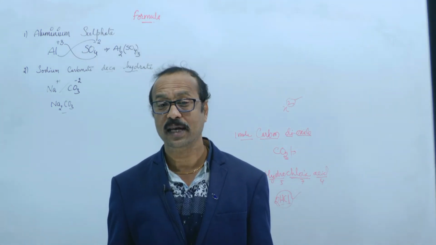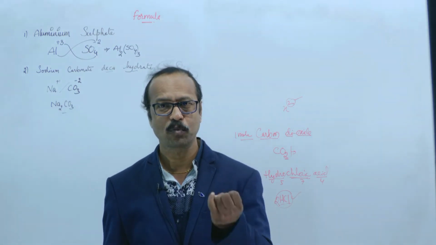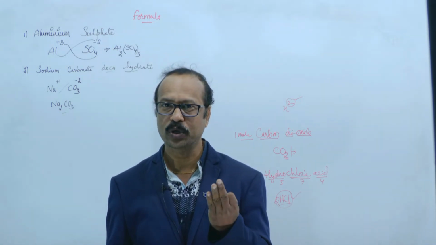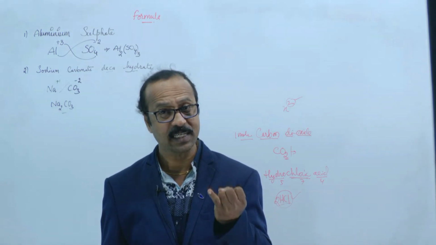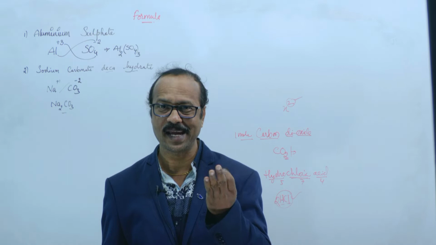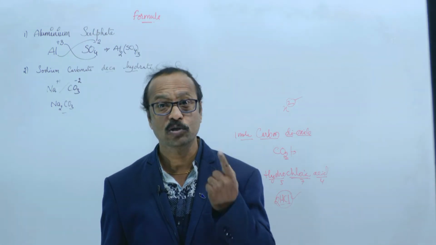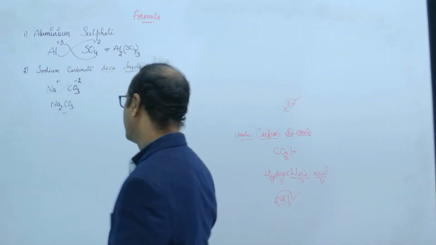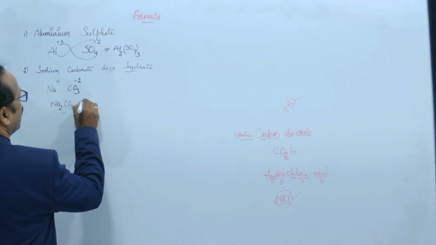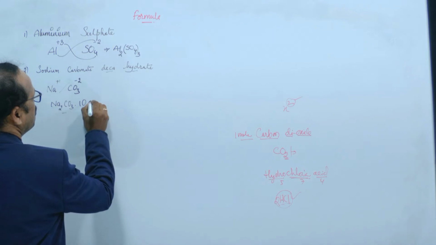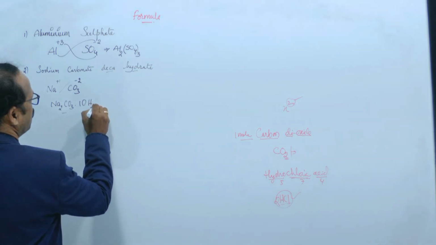Yes, deca means what? 10. Already we discussed once: mono 1, di 2, tri 3, tetra 4, penta 5, hexa 6, hepta 7, oct 8, nun 9, dec 10. So deca means what? 10. Okay, so write deca means 10. Hydrate means, students, remember that is water, H2O.